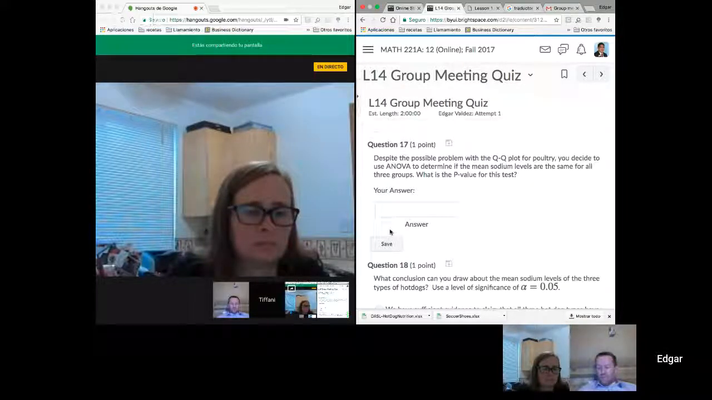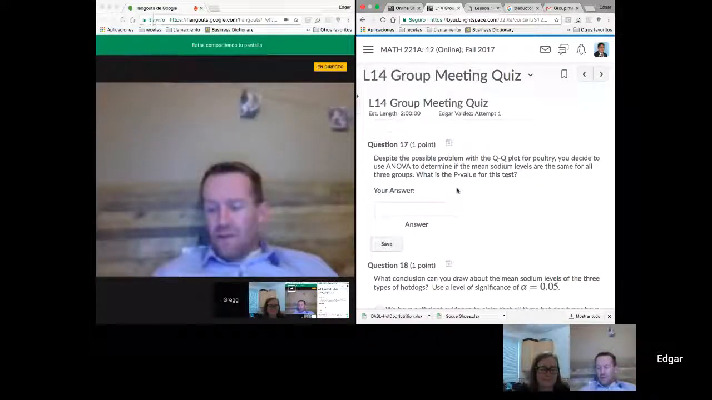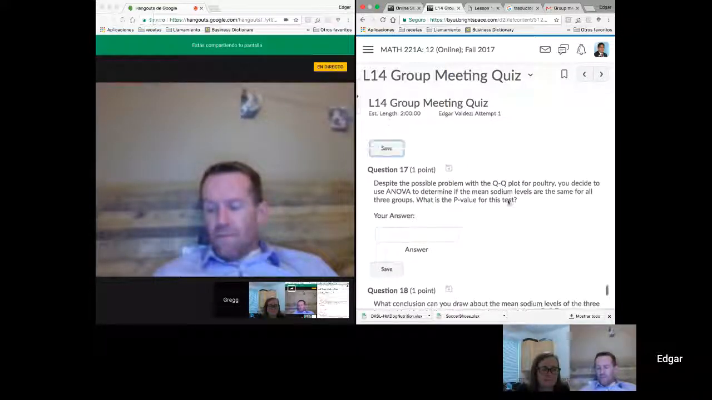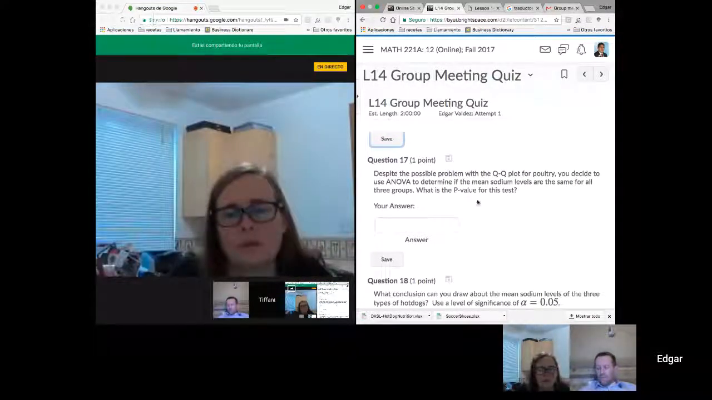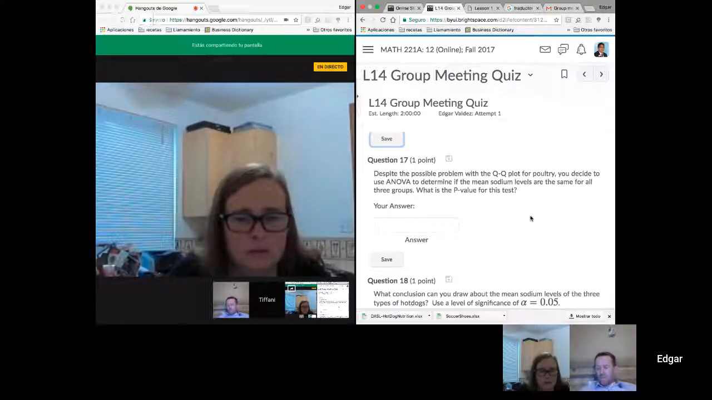Number 17. Despite a possible problem with the QQ plot for poultry, you decide to use ANOVA to determine if the mean sodium levels are the same for all 3 groups. What is the p-value for this test? Did you guys get 0.179?